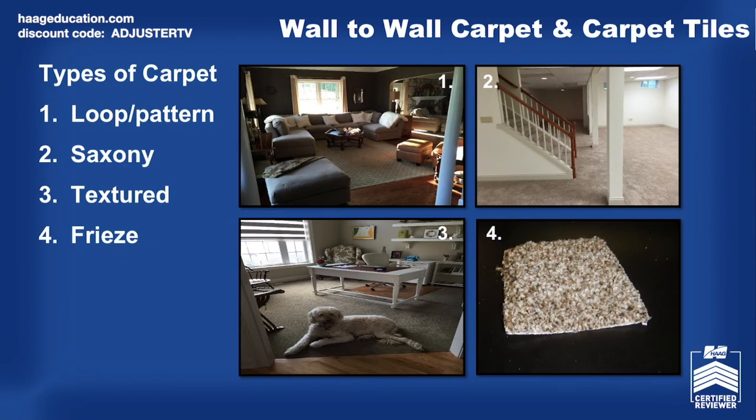Now we're going to talk about some different types of carpet. These are different patterns that you'll see very commonly. The first is a loop or a pattern, and that's the upper left photo here. The loop or pattern carpets are made by variations in the actual carpet piles or fibers. Some of them are looped and some are cut. And when they're cut, they become a different height and a different texture. So the looped patterns are a little bit shorter, the looped fibers rather, and they will show a pattern.